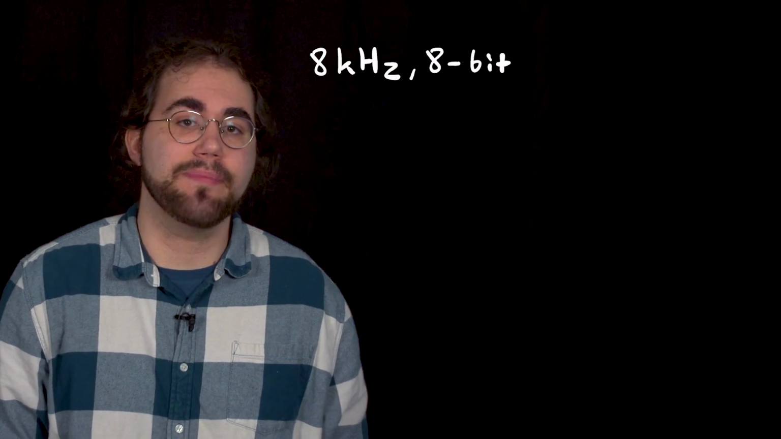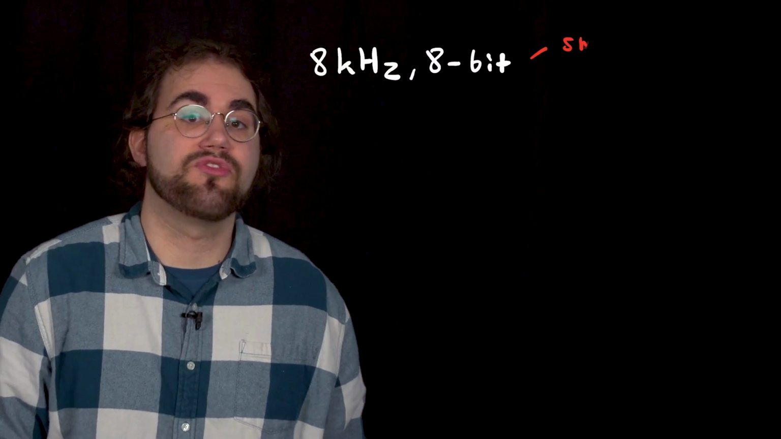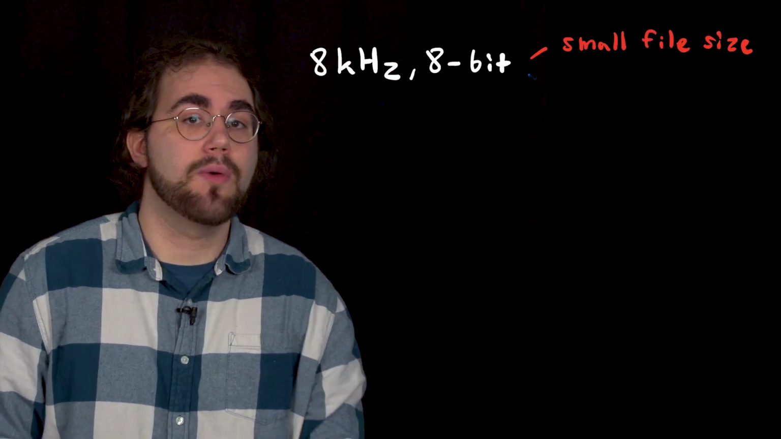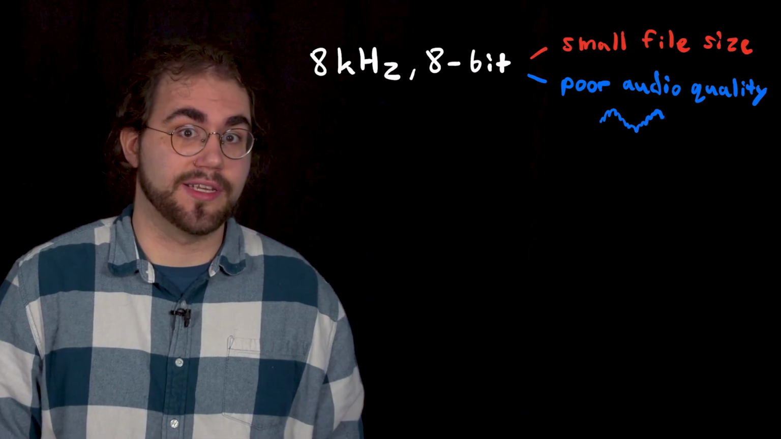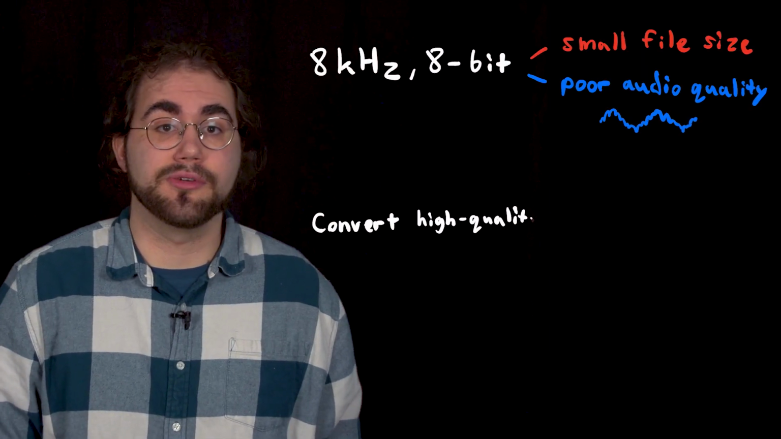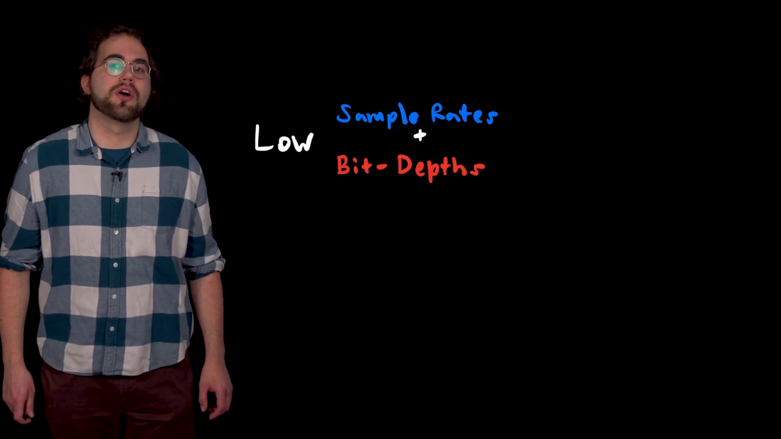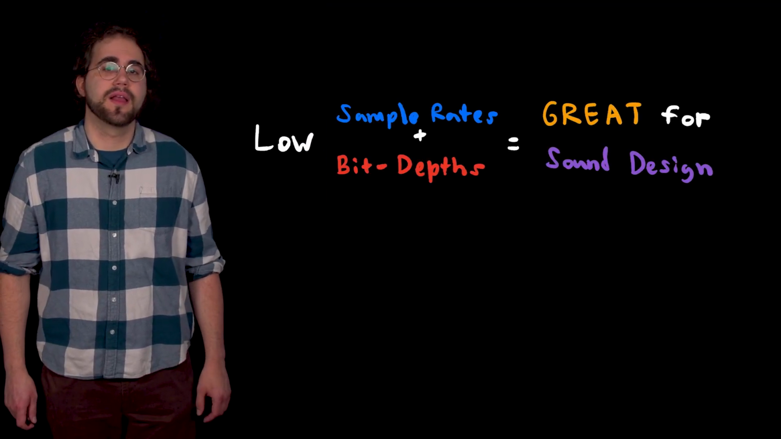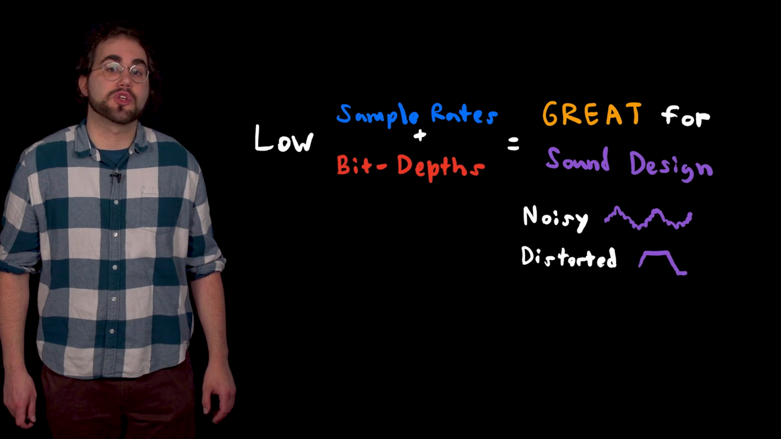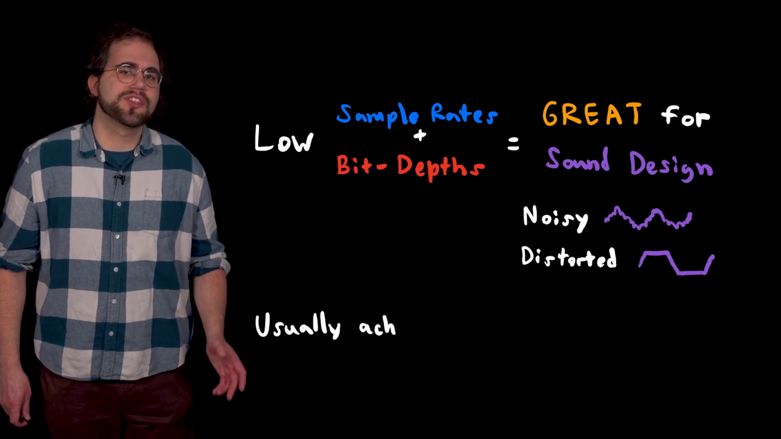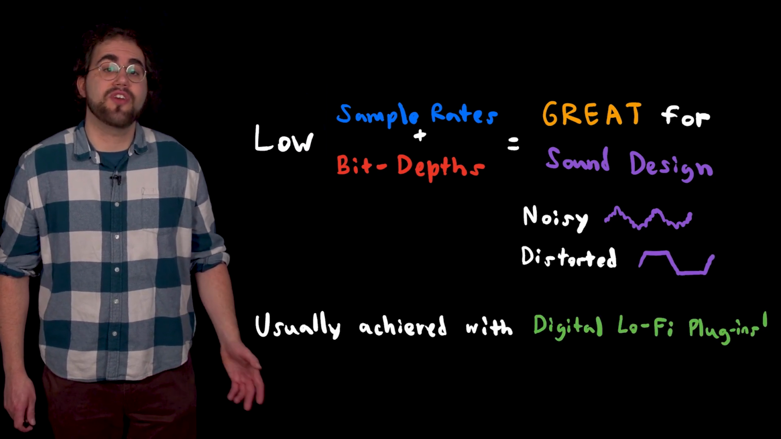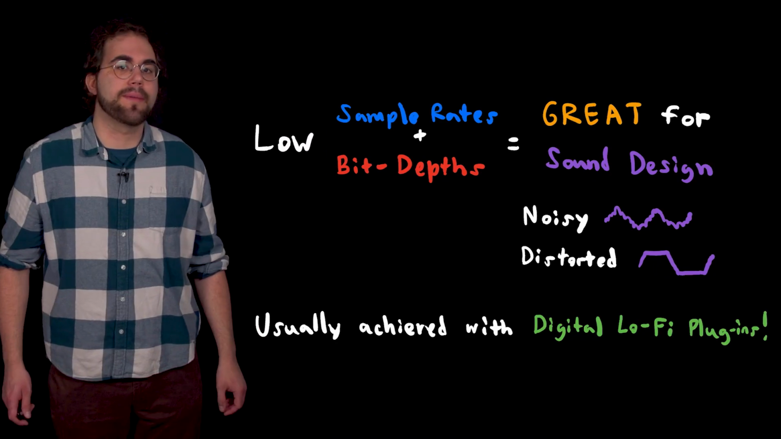Keep in mind, lower sample rates and bit depths below 44.1 kHz 16-bit, such as 8 kHz 8-bit, are sometimes utilized for files to take up even less space. However, the audio quality will definitely suffer, and there are better ways to do this, such as using MP3s. Low sample rates and bit depths can also be used for sound design, as digital audio at these levels is quite noisy and distorted. This is often achieved with the use of effects that emulate low sample rates and bit depths.